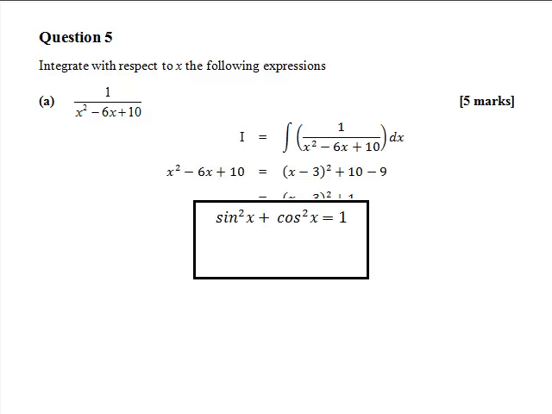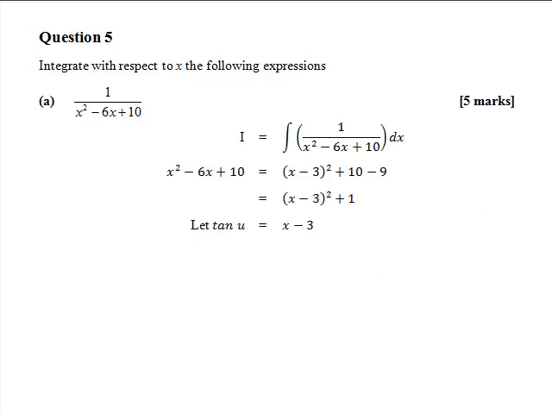Well, let me remind you that sine squared x plus cos squared x is equal to 1, and if I divide throughout by cos squared, sine squared over cos squared is equal to tan squared, cos squared over cos squared is equal to 1, and 1 over cos squared is equal to sec squared, which is there. So let tan u equal x minus 3, so this becomes tan squared plus 1, and we differentiate this, so sec squared u du, which is the differential of this, is equal to dx, which is what we've got there.